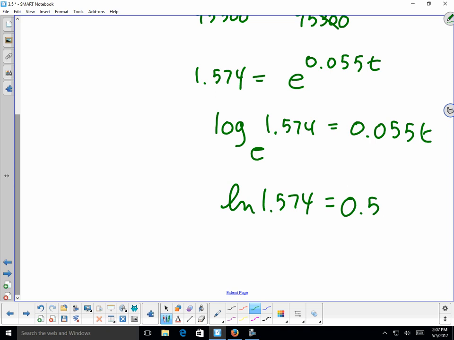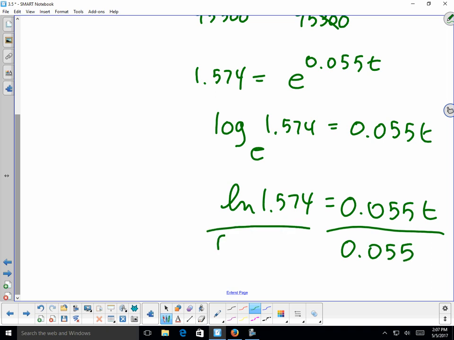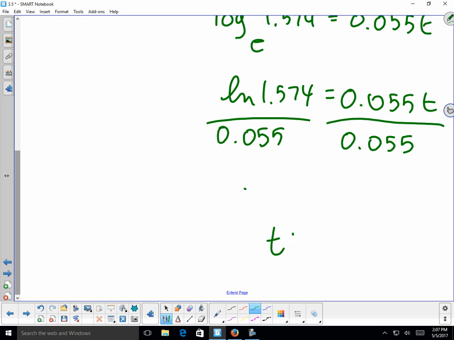And then we're going to divide both sides by 0.055. And we're going to end up getting t is approximately what? Do this on your calculator. What did you get? 8.248. Do people agree with that?